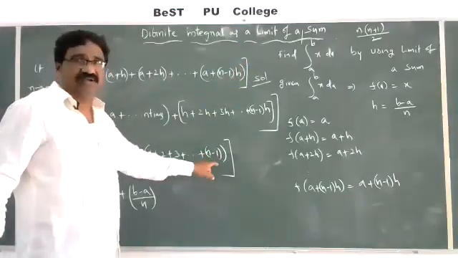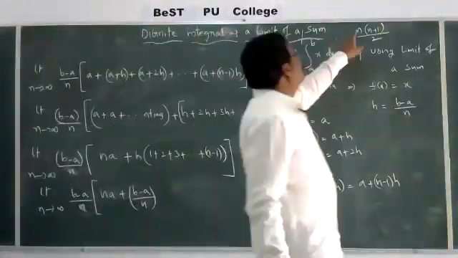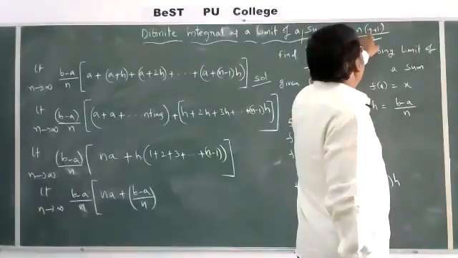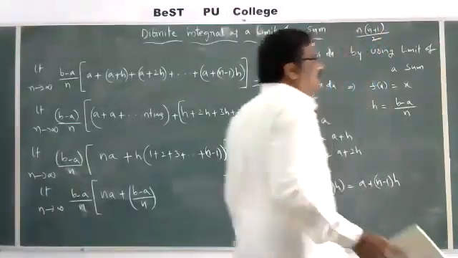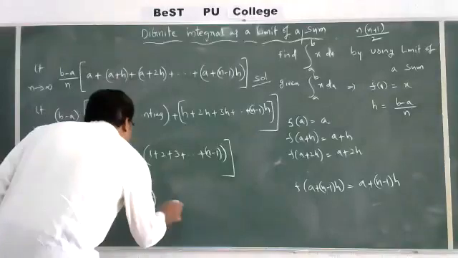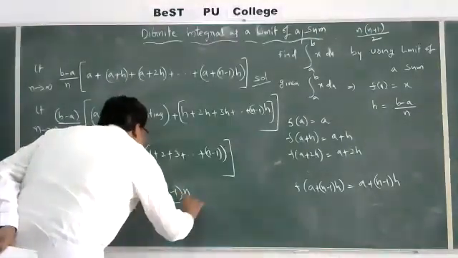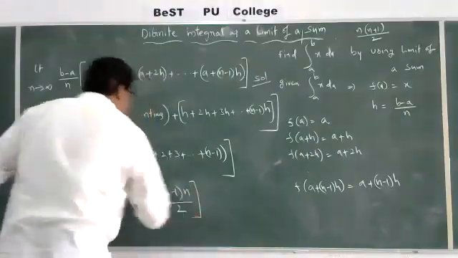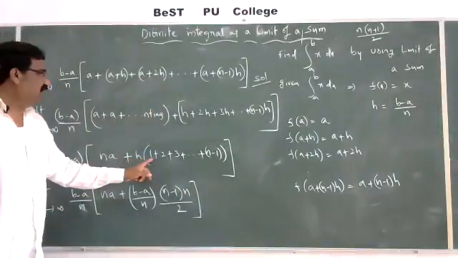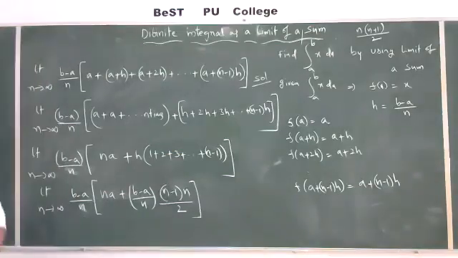Here we have n minus 1 terms, so instead of n, we substitute n minus 1. That gives n minus 1 into n minus 1 plus 1, that is n minus 1 into n by 2. You understood? It is the sum of the first natural numbers up to n minus 1 terms only.